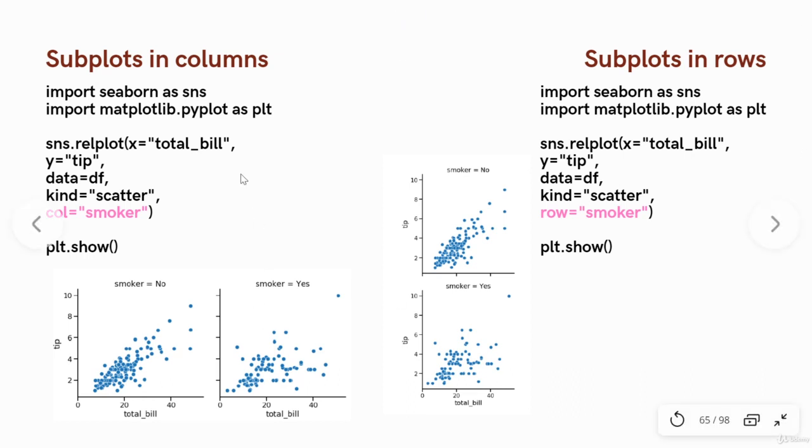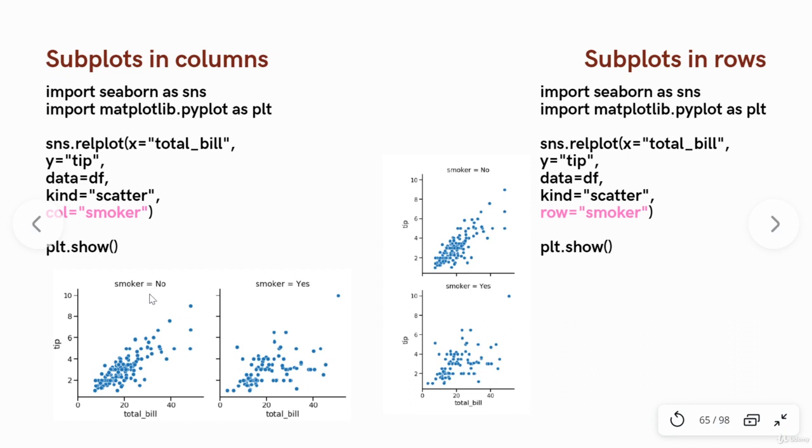Now here, what you can do is use the subplots functionality, and with its help, maybe in the form of columns or maybe in the form of rows, you can have some better visualizations. Let's say, for example, I want to plot between x and y. So x is total bill, y is tip, data is df. Kind, I want a scatter plot. And then instead of the hue parameter, I have introduced a column parameter here, column equal to smoker. So when you call this code, this is what you will get.